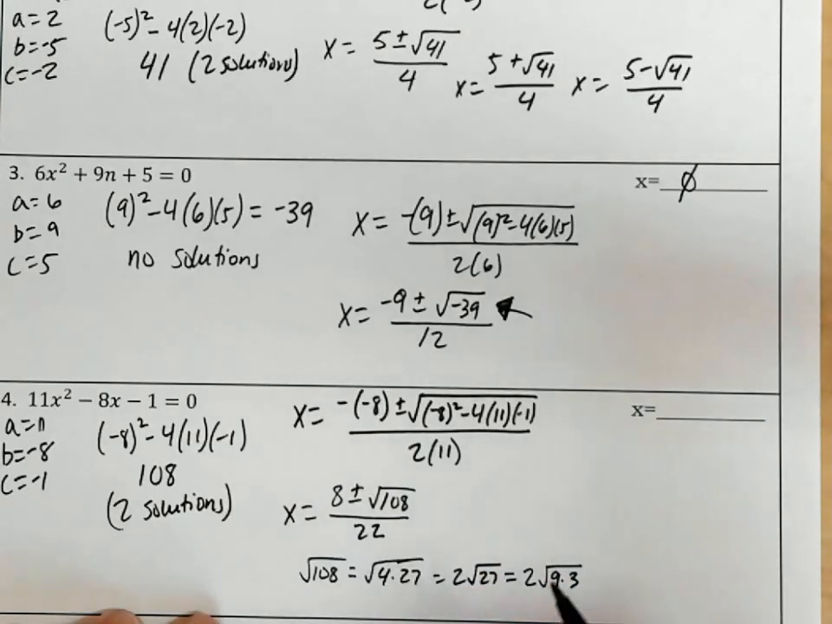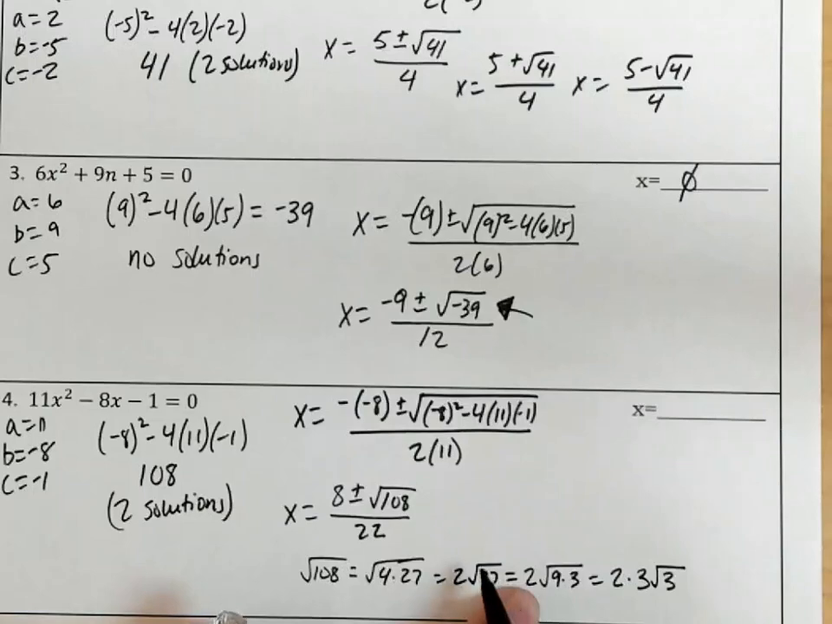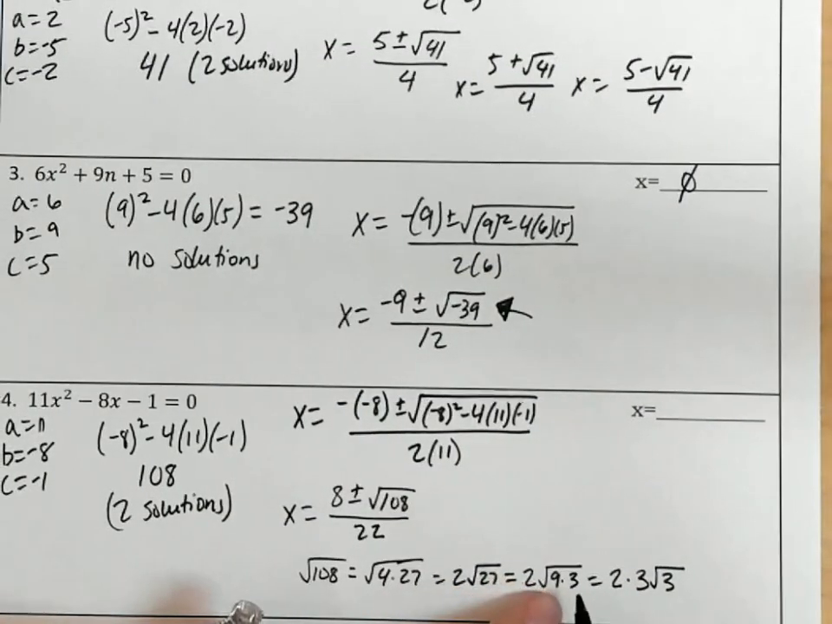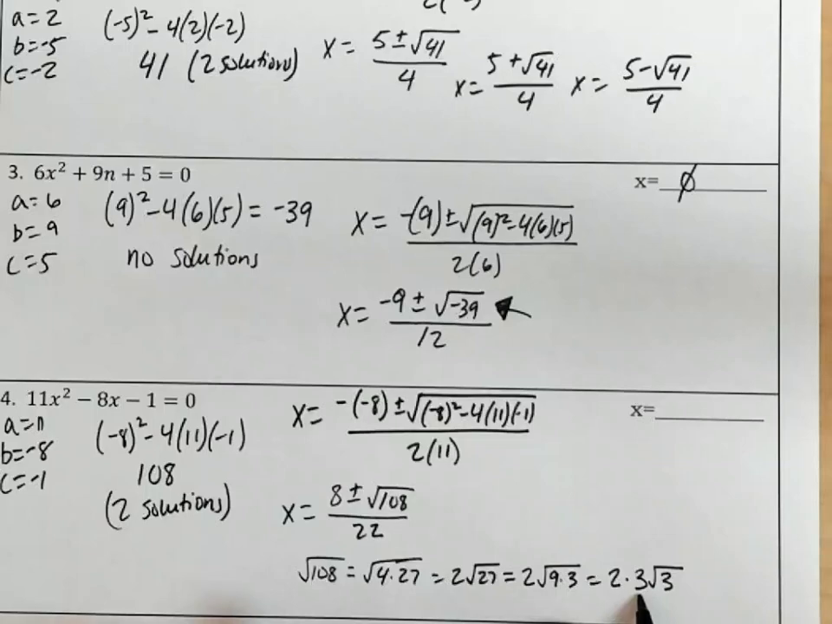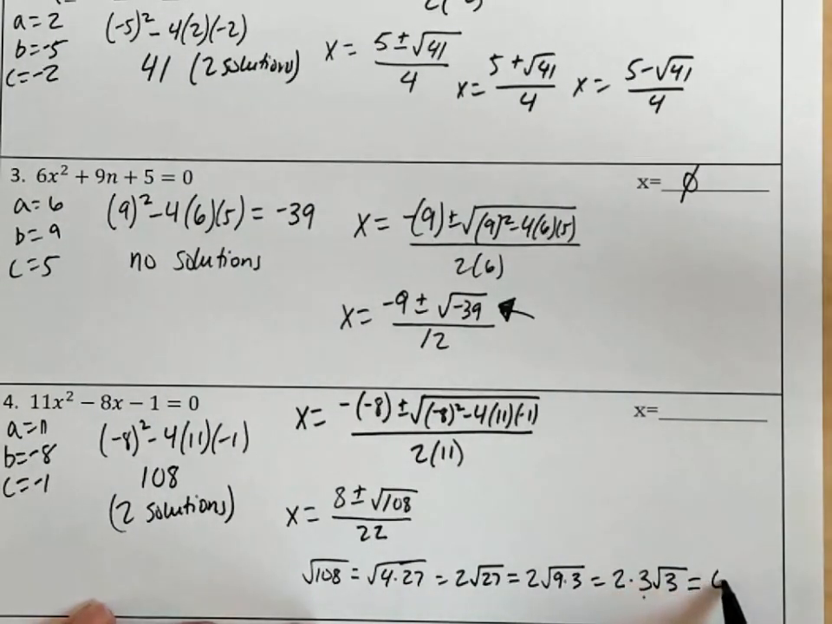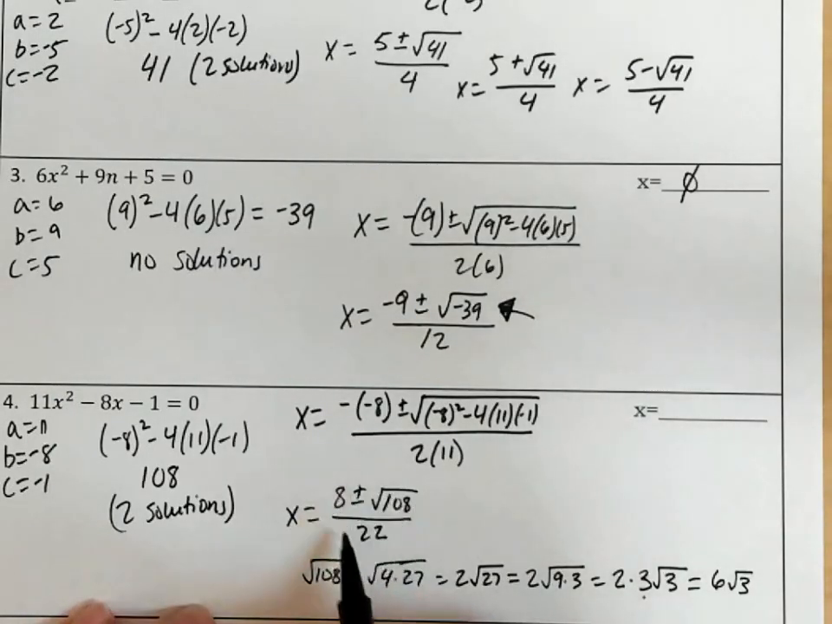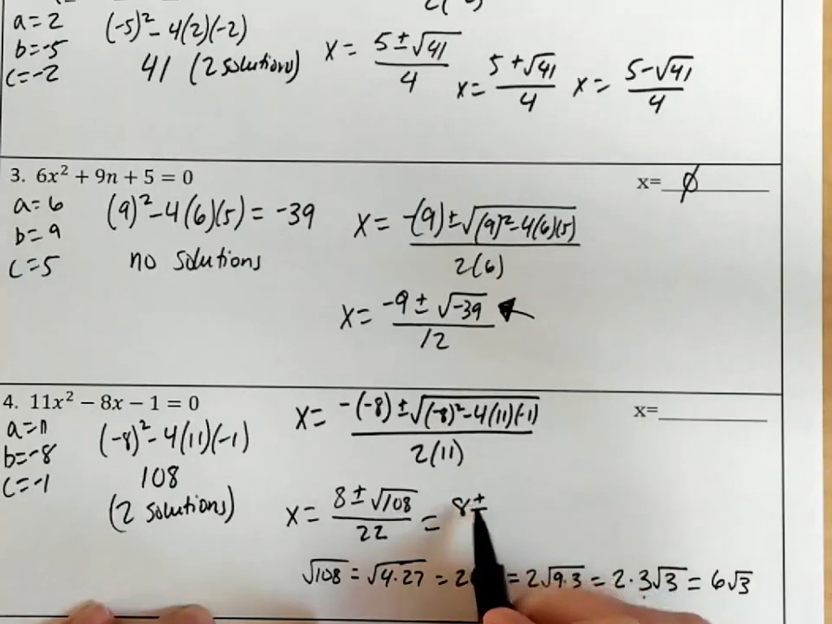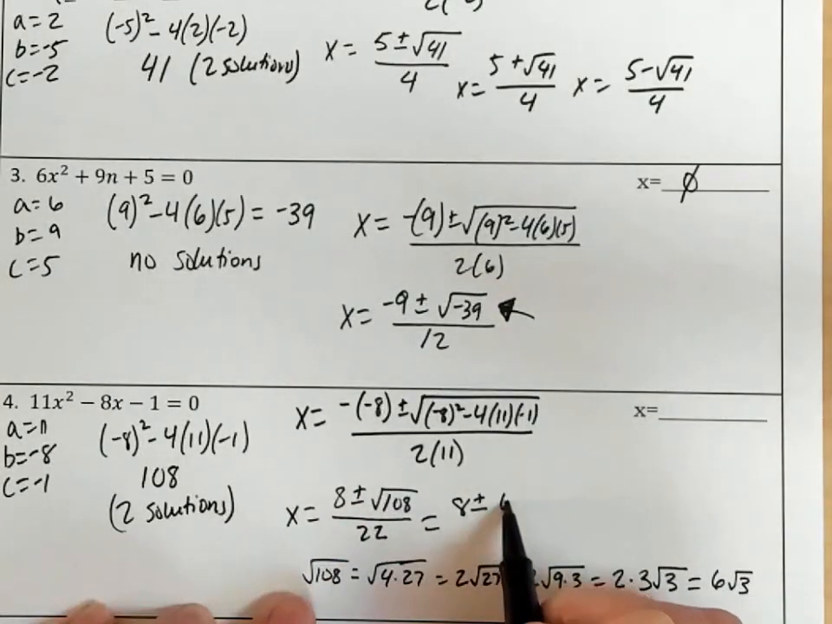And 9 is a square. So if I take that out, I have 2 that was already here times the square root of 9, which is 3, times the square root of the 3 that was left over. So again, the 2 was already here that we just pulled out earlier. We took the square root of 9, which is 3, and pulled that out. And then there was a leftover 3 here that stays under the radical symbol. And so we can simplify that. 2 times 3 becomes 6 times the square root of 3. Okay, so I'm going to replace that square root of 108 with 6 times the square root of 3.